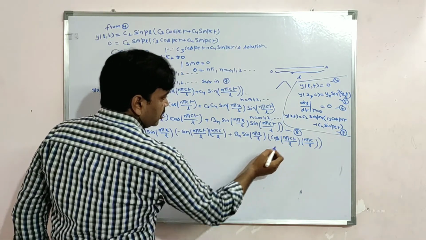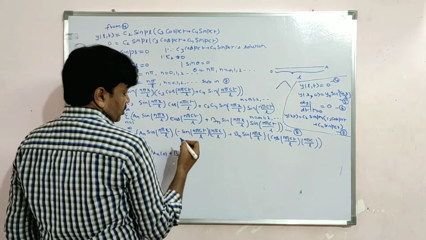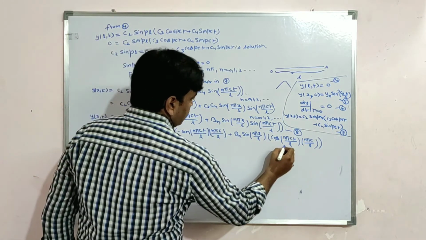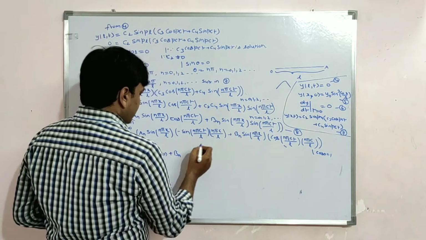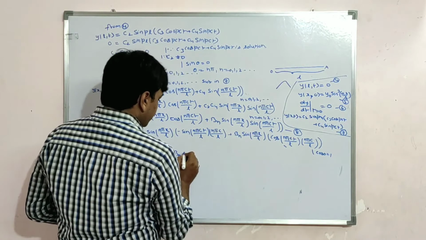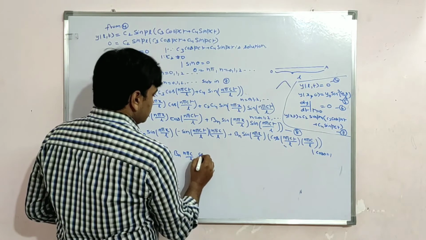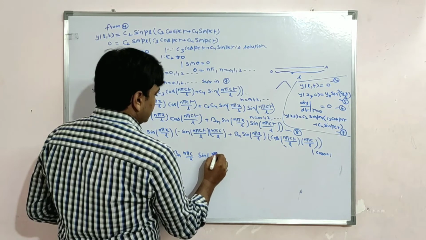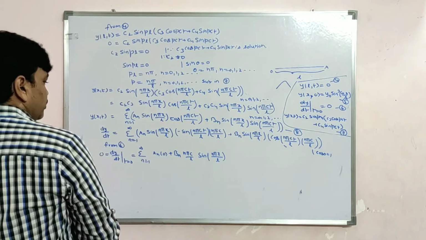Here we have t. Cos 0 value is 0. Sorry, cos 0 value is 1, students. So finally we get here bn n pi c by L into sin(n pi x by L).